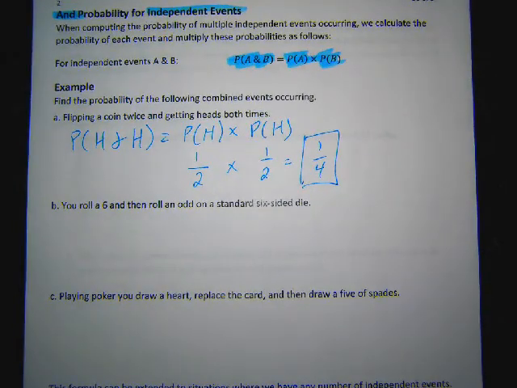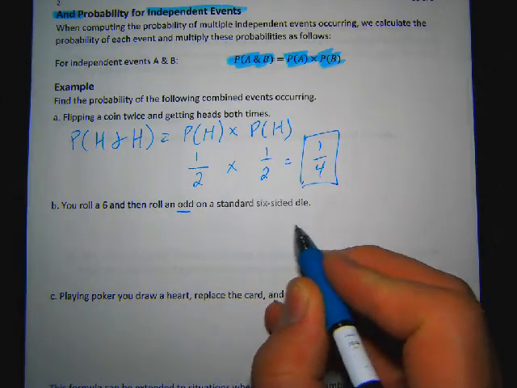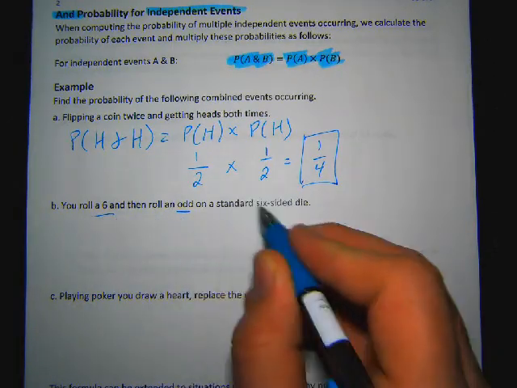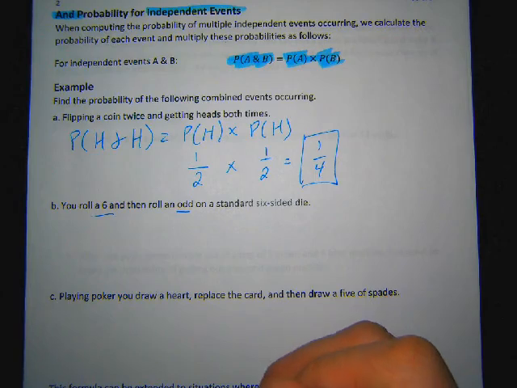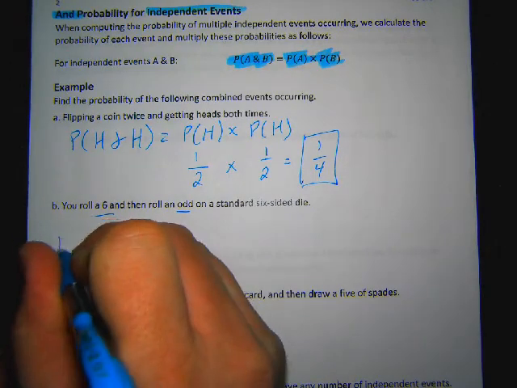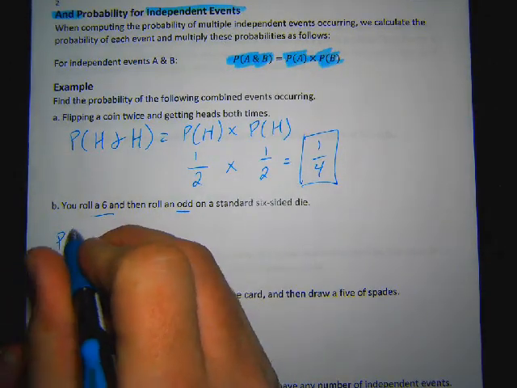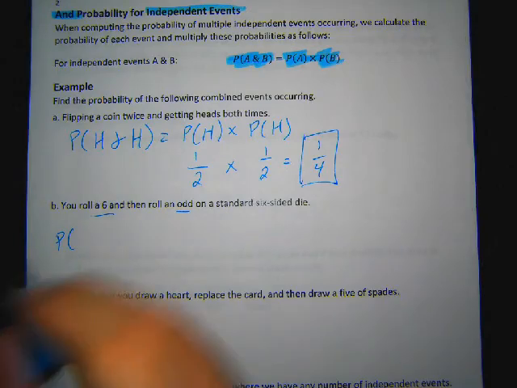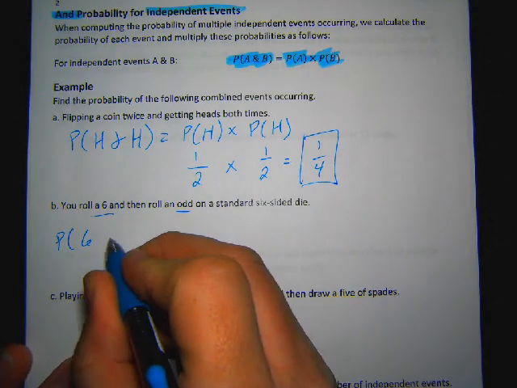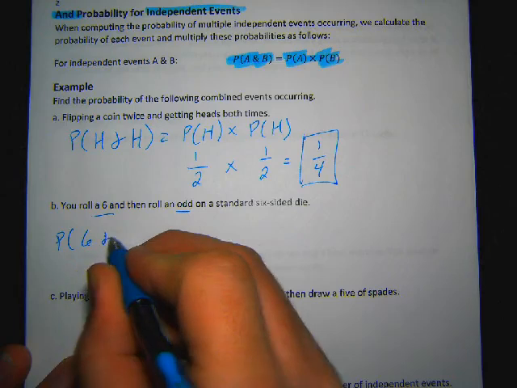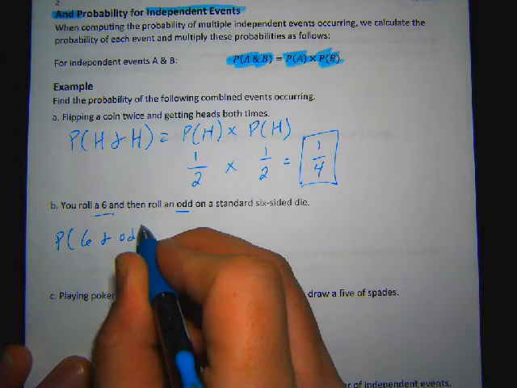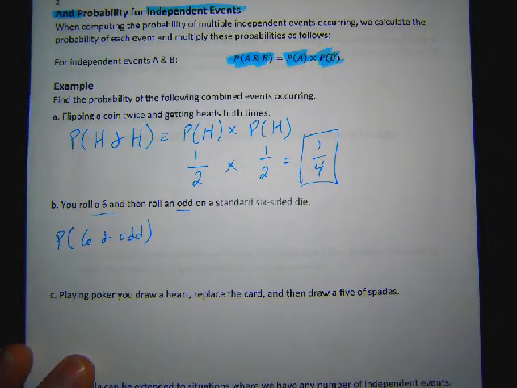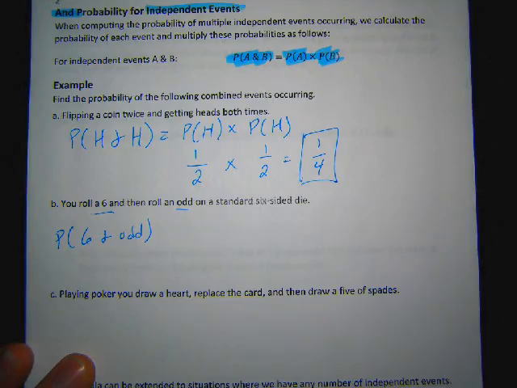Try it with a die. You roll a 6-sided die, you roll a 6 and then an odd. So you're trying to get a 6 and then an odd. So we're trying to do both. Again, you have to have two things. You have to be doing both of them. So I'm doing a 6 and I'm doing an odd. Those are the two results I want. I want a 6 on the first roll, I want an odd on the second roll.